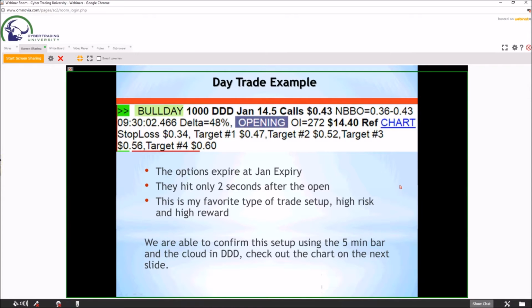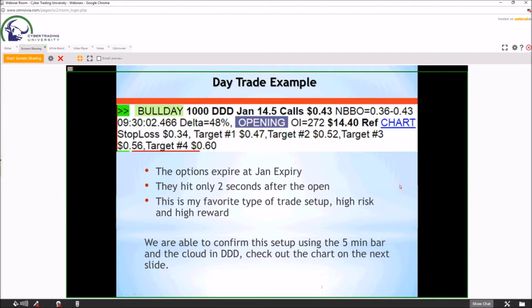So here we saw an order that we flagged. It was the same week of Jan expiry. They came in and bought a 1,000 lot of the Jan 14 and a half calls for 43 cents when the market was 36 at 43. Remember what we said a little bit ago? If they're lifting the offer, not trying to work something mid-market, it's a pretty darn aggressive trade. It also happened to hit 2 seconds after the opening bell. This is our favorite type of trade setup.